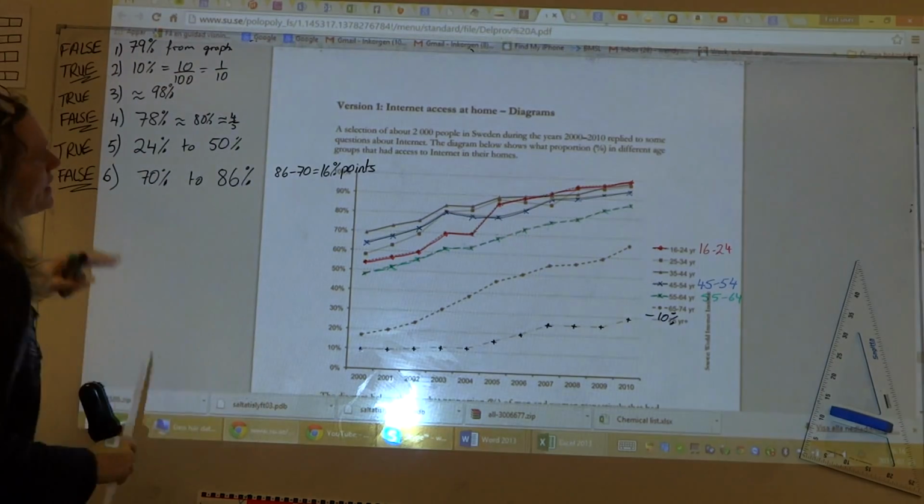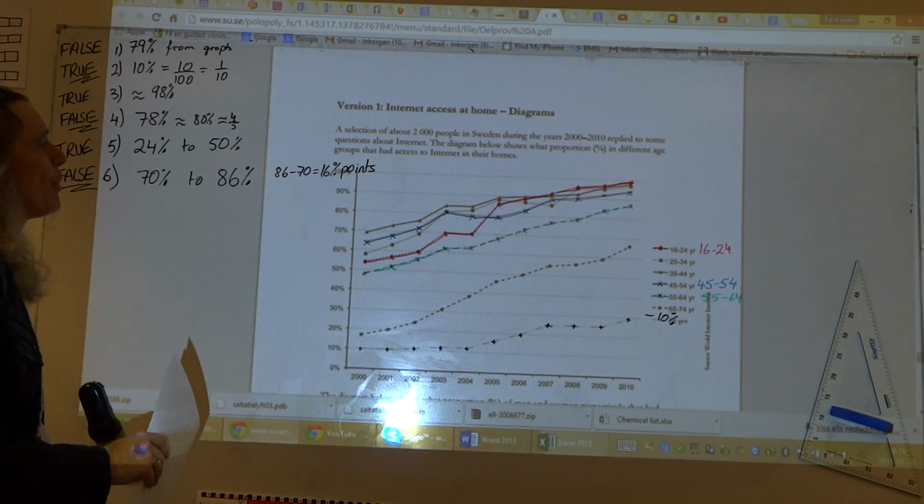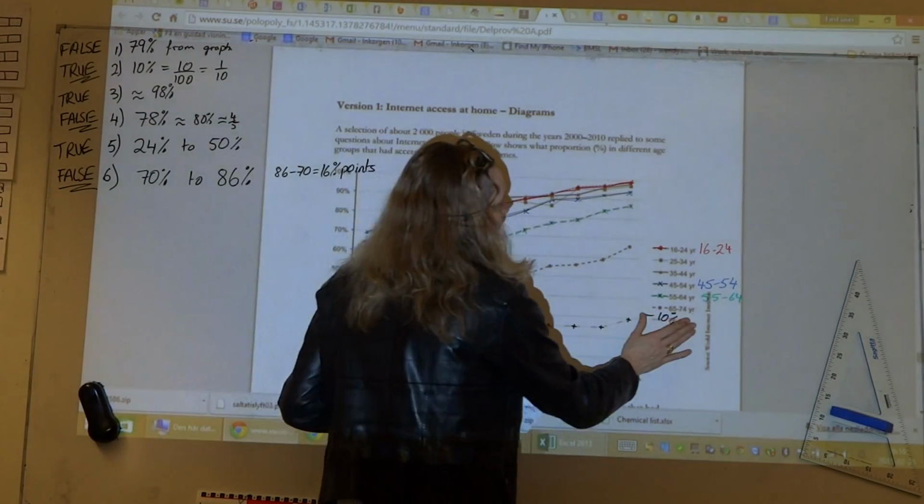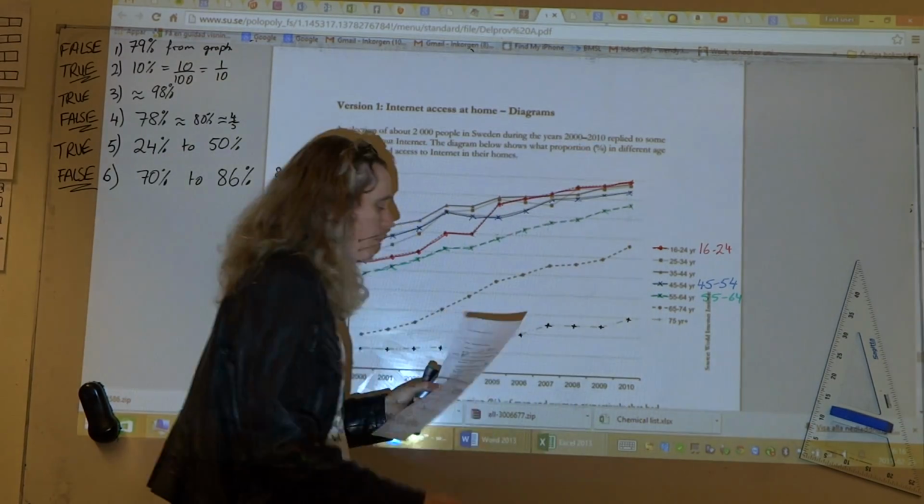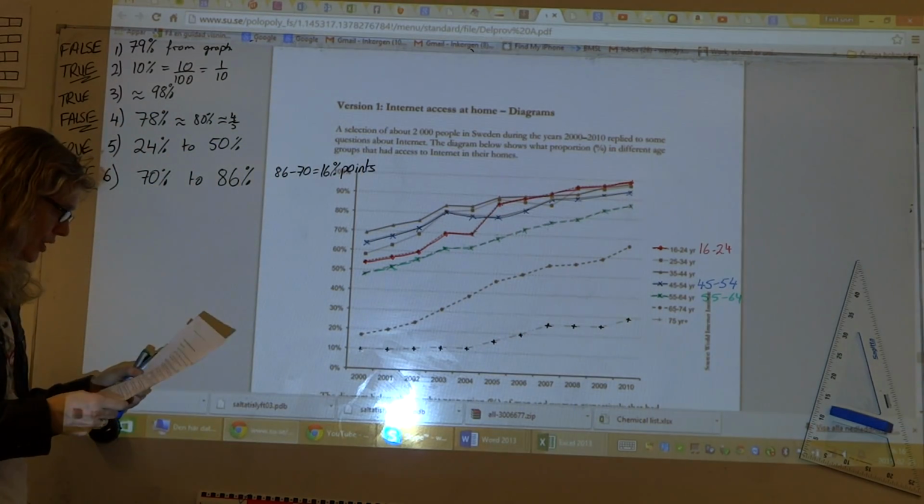Right, we finished the first 6 questions, and they were all the easy ones that you can basically just get by reading off the graph. And now we're going to get to some of the more advanced questions.